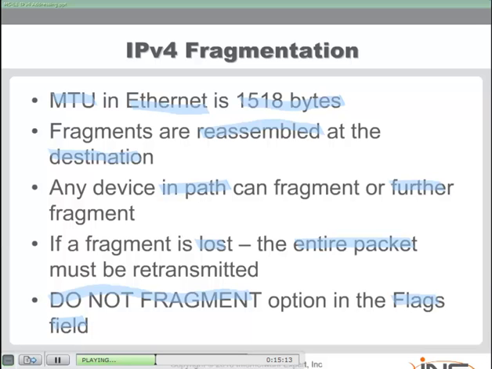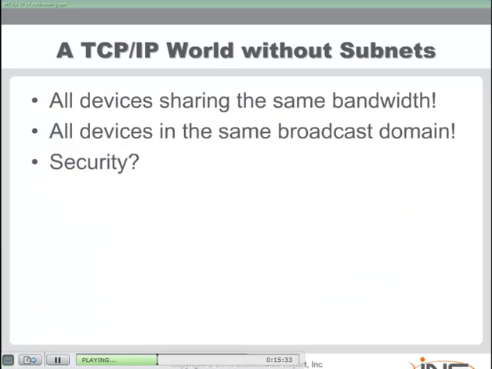Now, in our CCNA experience, we learn to subnet networks, don't we? We learn to subnet our TCP/IP networks. And TCP/IP subnetting is so, so very important. Imagine a world without subnets, right? If we couldn't subnet our TCP/IP infrastructure, well, then all devices would end up sharing the same bandwidth, and they would be sharing the same broadcast domain. And how about security? Oh, my goodness.